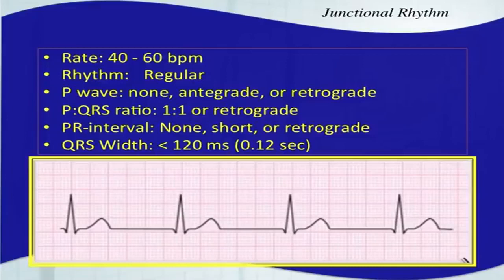And again, with the PR interval, you'll either have none because you don't see a P wave, it'll be very short, or you'll have a retrograde P wave. And the QRS width should be narrow. It should still be less than 3 small boxes.